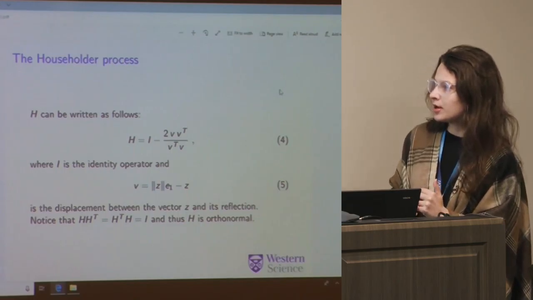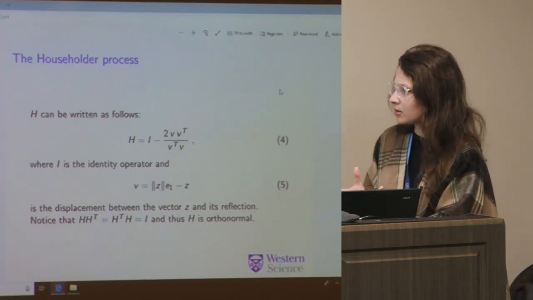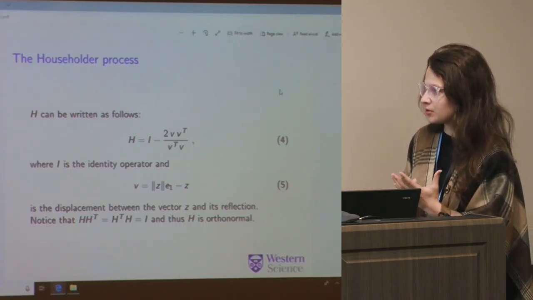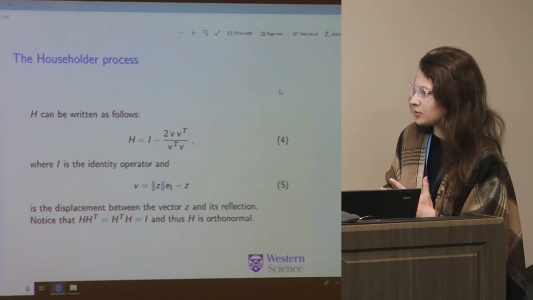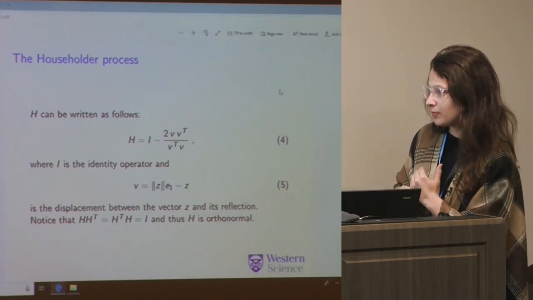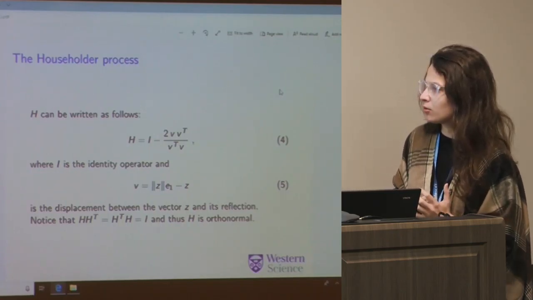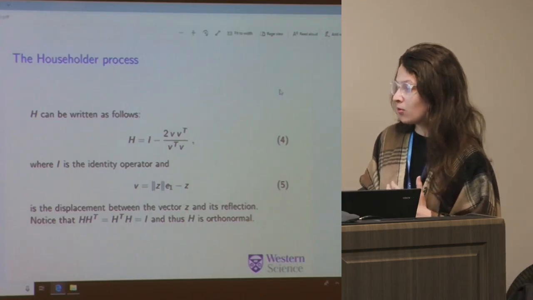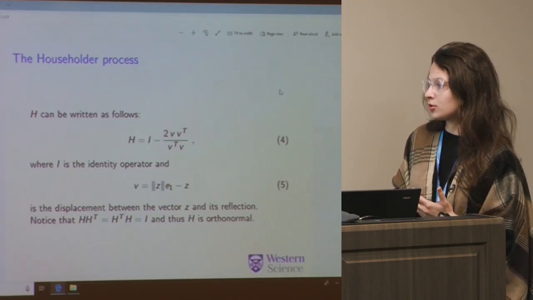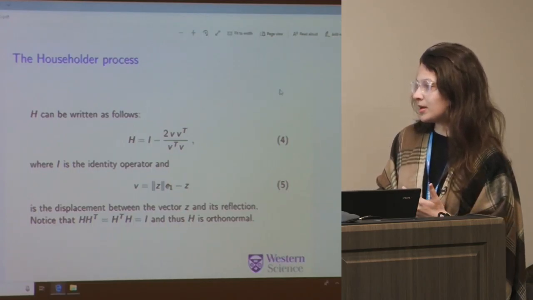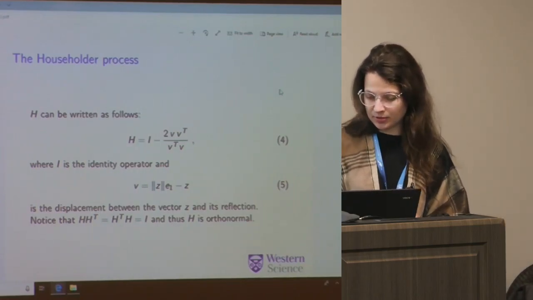And that operator can be defined in terms of another vector, the displacement vector, which is expressed in terms of that target vector, as you can see from equations 4 and 5. So V is the displacement between the vector Z and its reflection, and it's used to express the householder operator. One property of the householder operator that's going to be useful for us is that it is orthonormal. So multiplying it by its transpose is a commutative operation, and it's equal to the identity matrix.